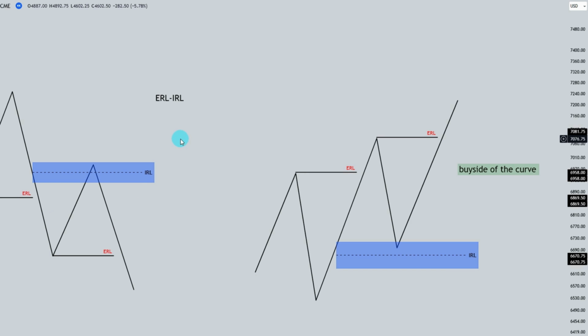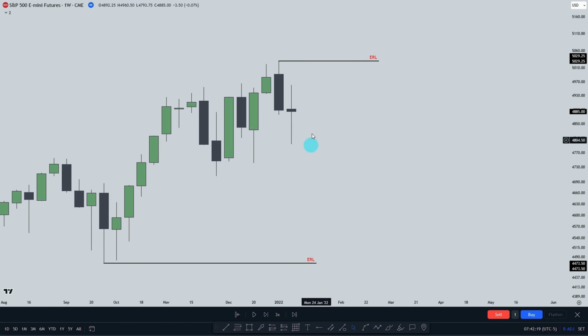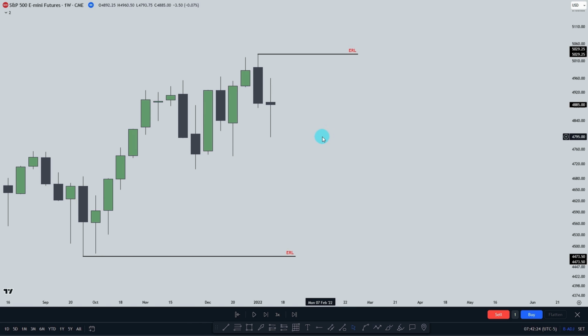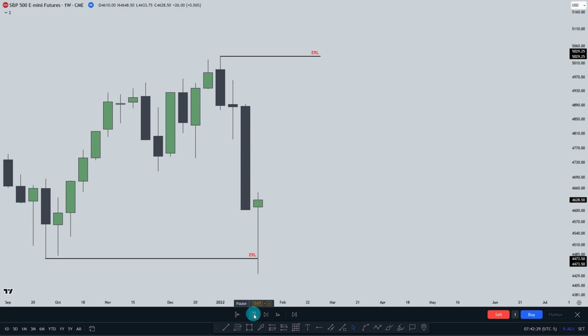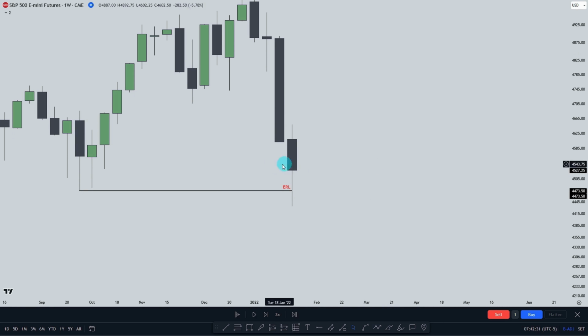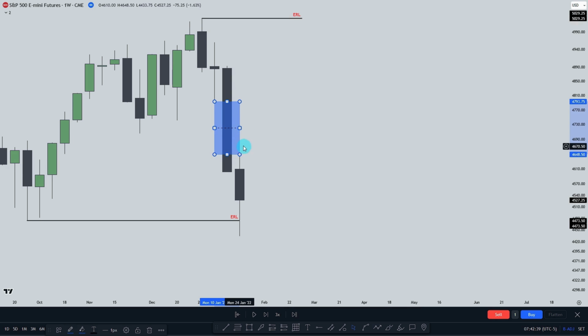So now we can go into the charts and find some examples on how price moves from external range liquidity to internal range liquidity, and from internal range liquidity to external range liquidity. So right here we have this low down here, which is external range liquidity, and we have this high up here, which is also external range liquidity. So now we will wait to see if price takes out external range liquidity. And right here we see price takes out external range liquidity. So now we would like to see price move up into internal range liquidity, which is up here.